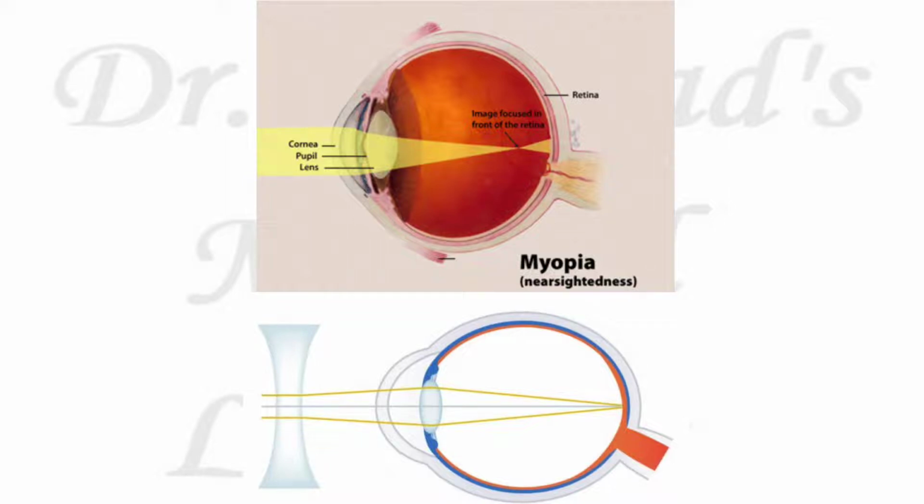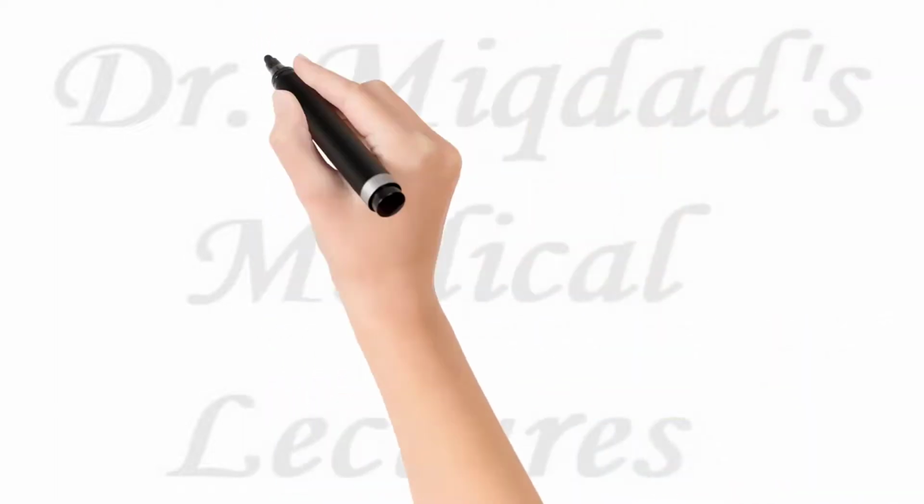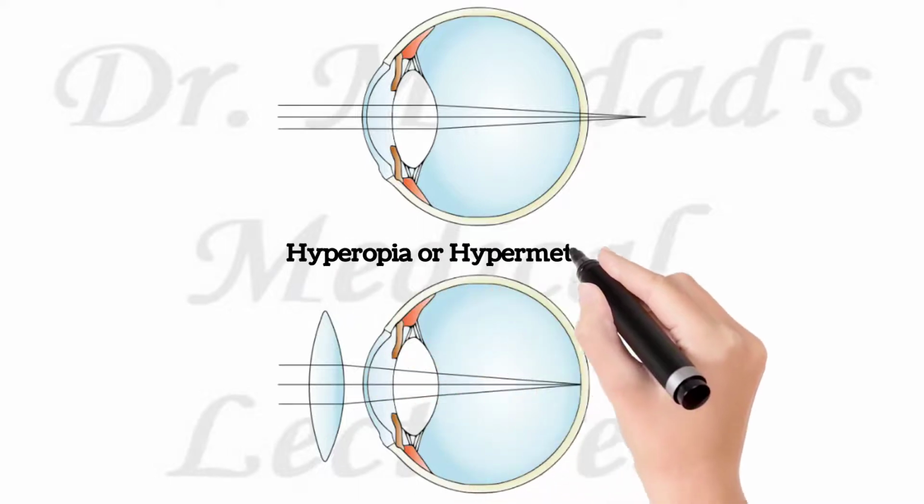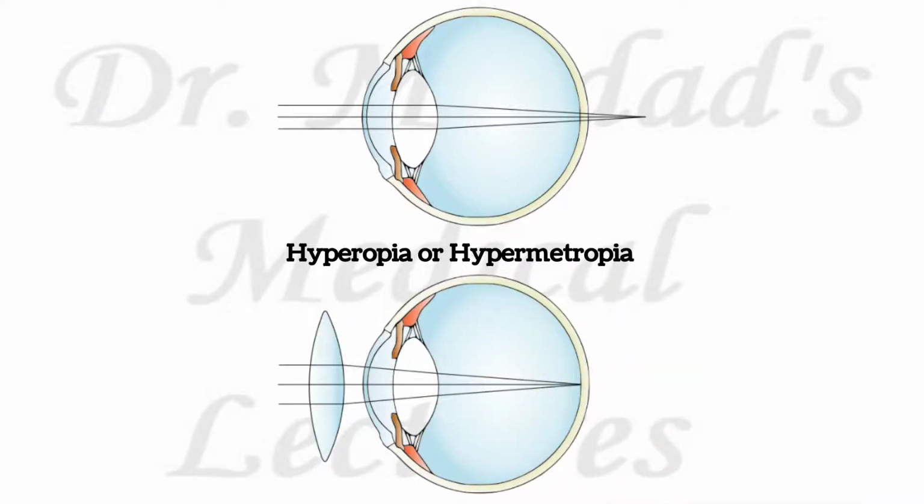Now come to hyperopia or farsightedness. It occurs if the optics are too weak for the length of the eyeball. This can arise from a cornea or crystalline lens with not enough curvature. We call it refractive hyperopia. Or it may arise from an eyeball that is too short. We call it axial hyperopia. It can be corrected with convex lens.